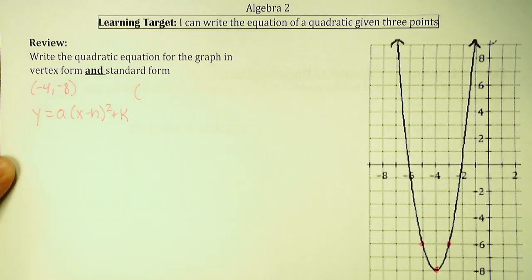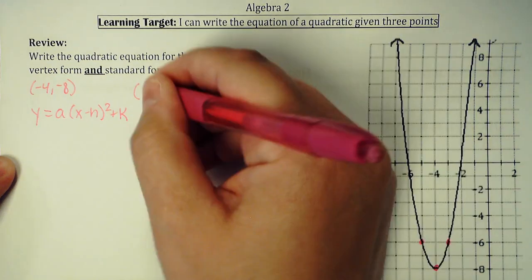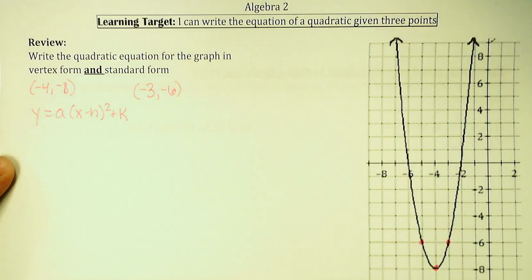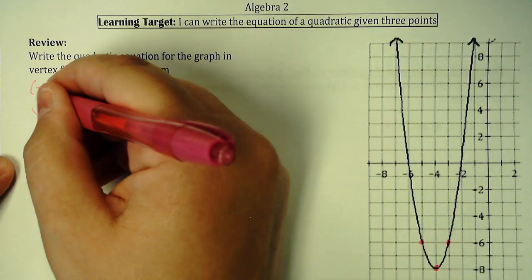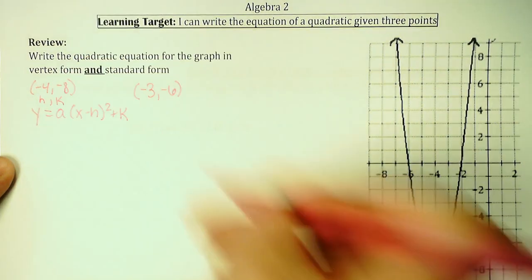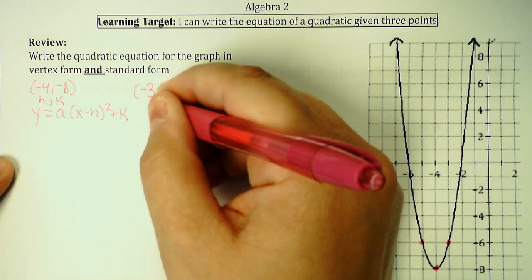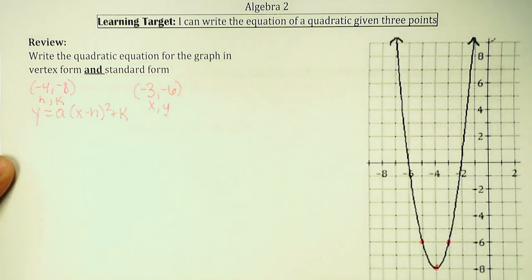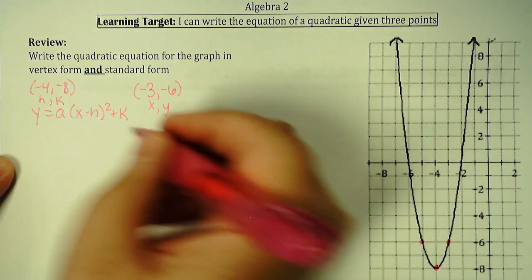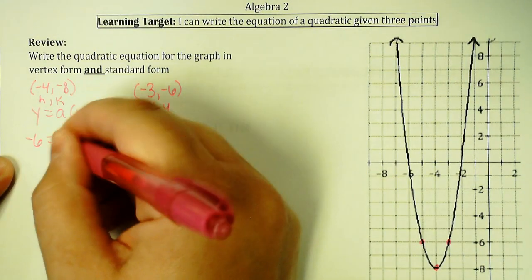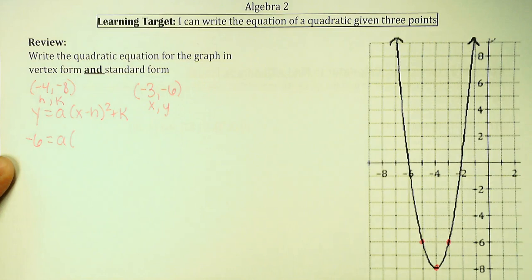Let's do the (-3, -6). Now, if you notice the pattern, you can skip this step and just substitute the h and k, which is our (-4, -8) for the vertex, and the a value that you notice. If you can't tell the pattern, we're going to sub in the point for x and y and the vertex for h and k, and I'll solve for a. So in for y here, I'm going to put -6, and then a will be the only variable here once we start substituting these in.